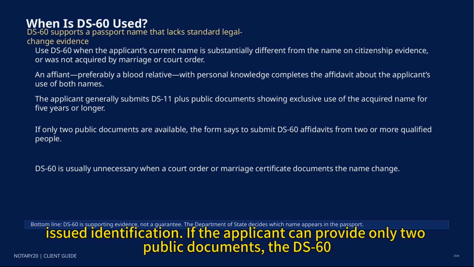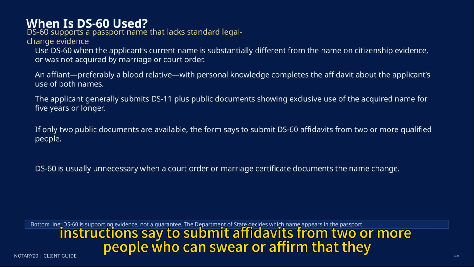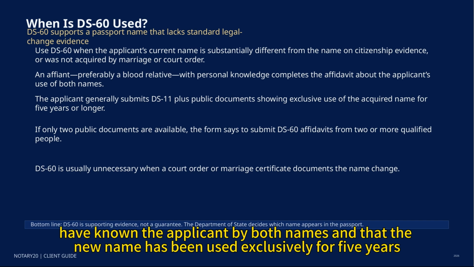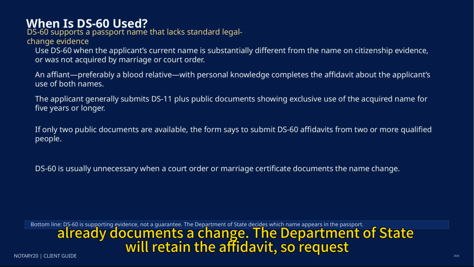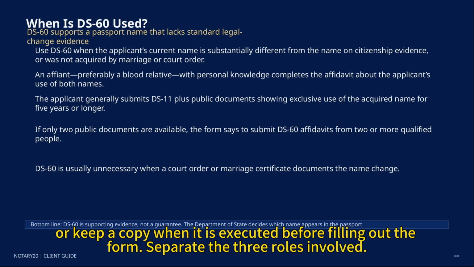If the applicant can provide only 2 public documents, the DS-60 instructions say to submit affidavits from 2 or more people who can swear or affirm that they have known the applicant by both names, and that the new name has been used exclusively for 5 years or more. An affidavit is generally not needed when a marriage certificate or court order already documents a change. The Department of State will retain the affidavit, so request or keep a copy when it is executed.